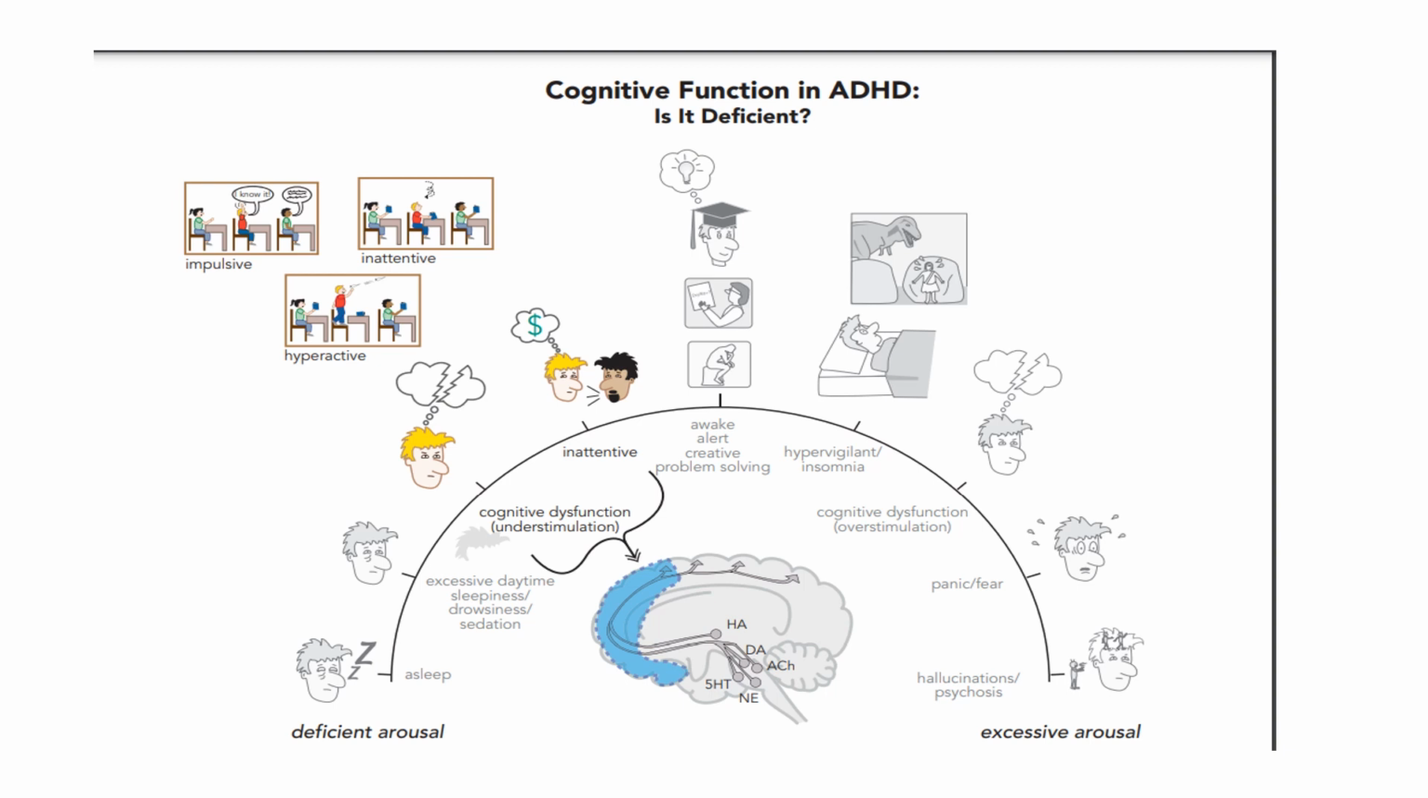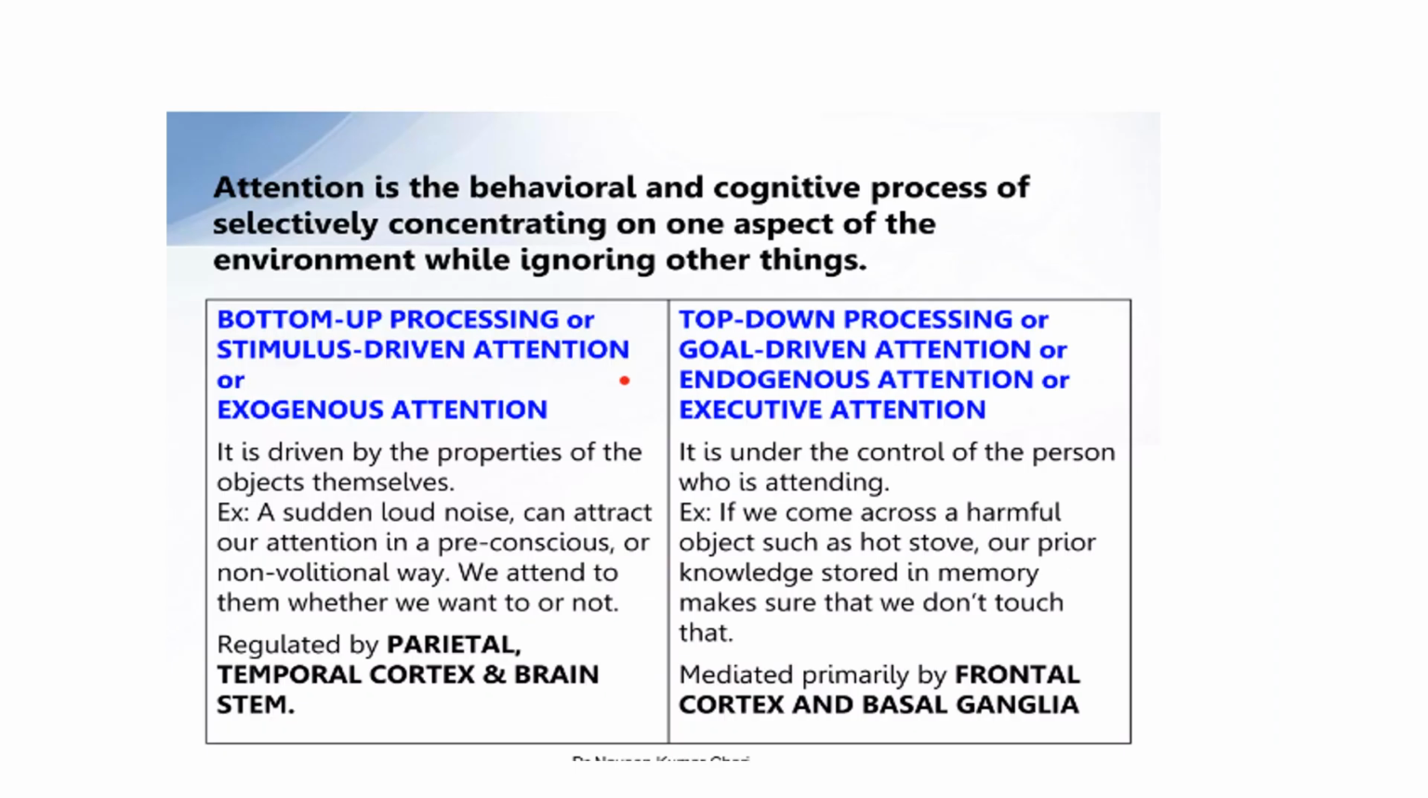If there is an excess of dopamine and norepinephrine, then symptoms of panic, fear, hallucination, psychosis, or cognitive dysfunction may come as symptomatology.